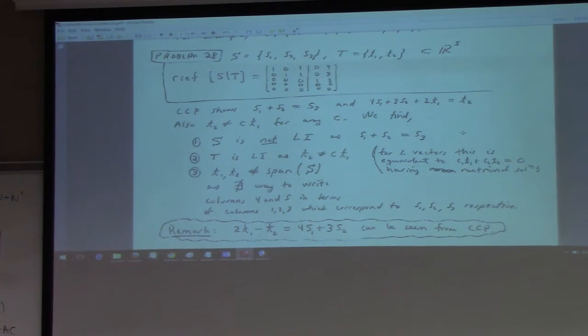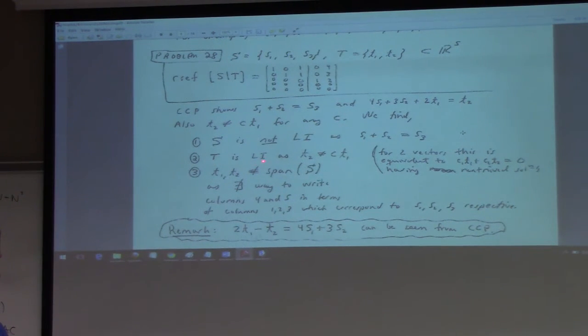What about the span of S? I don't know. I mean, I could say the span of S1 and S2 is equal to the span of S1, S2, and S3. Like S3 doesn't add anything new to the span, but I haven't thought much about these sorts of ideas in here yet.